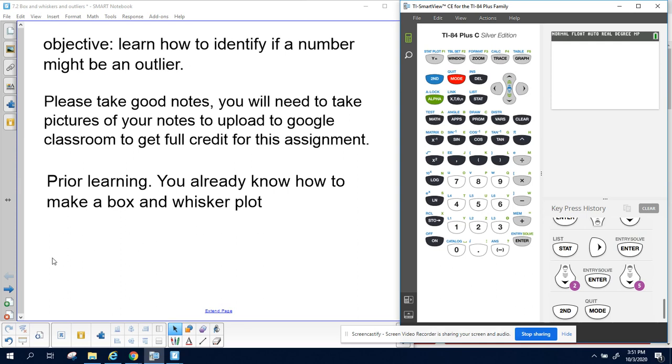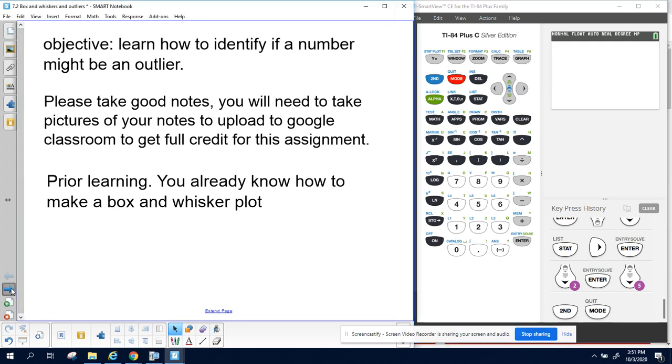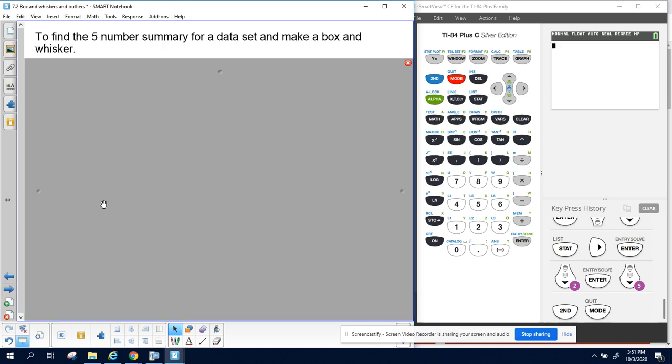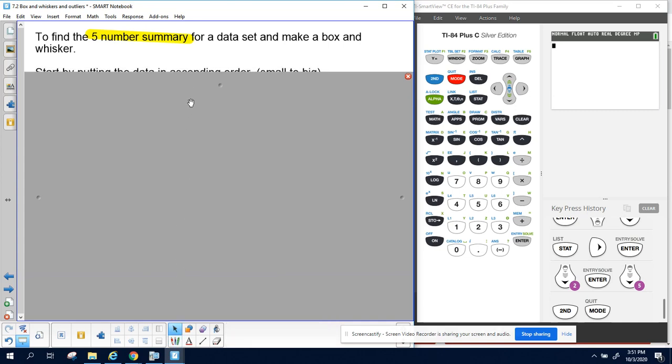You already know how to make a box and whisker plot. You've done it for us in our class. I am going to go back over the basics of the box and whisker plots and then extend our knowledge a little bit today. The first thing I want you to remember is we're going to start referring to the numbers we find for the box and whisker plot as a 5-number summary. Literally, it has 5 numbers in it.